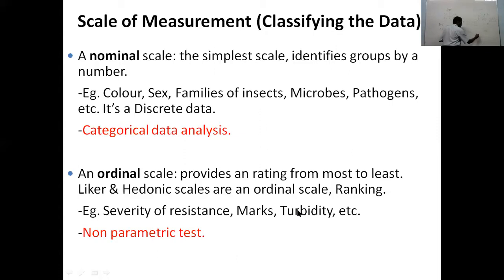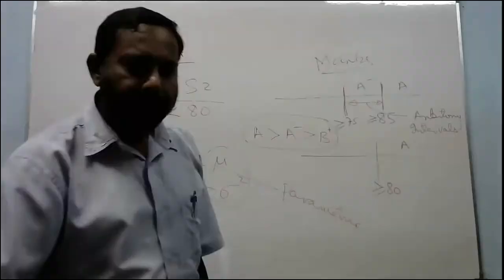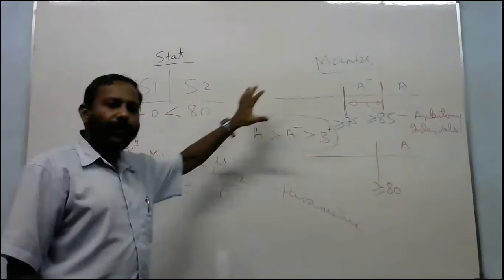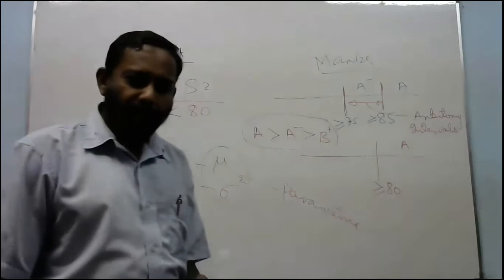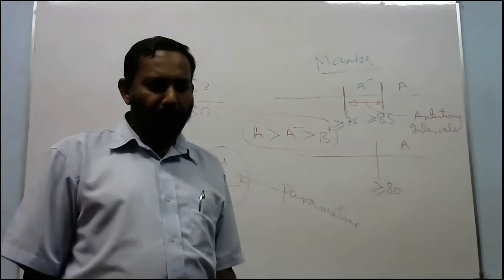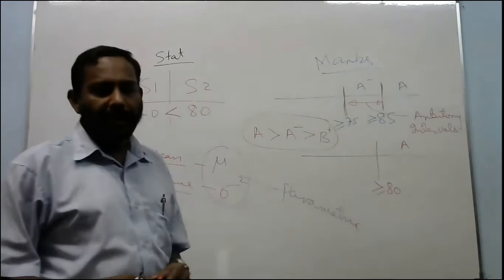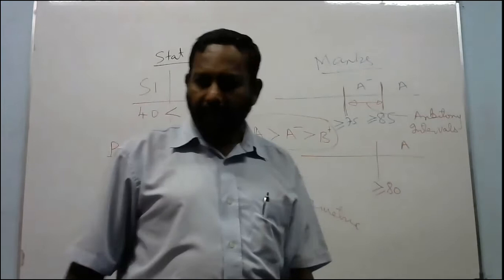Parametric test. Can you all see the board? Population mean, population variance, mu and sigma square. Using this information, if you do the test, it is called a parametric test. So what do you mean by non-parametric test? If you do the statistical test without using these two pieces of information, it is called a non-parametric test. In simple terms, just to understand. So that is about the non-parametric test.